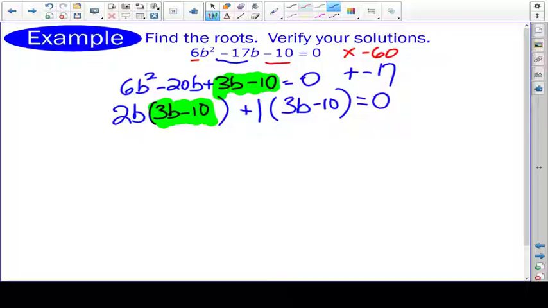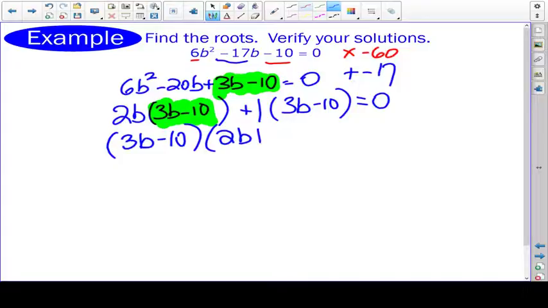So then I'm going to factor by grouping, which is take what's common to both those blobs, the 3b minus 10, and then I have 2b plus 1 left over, and there we go. There is the factoring of that quadratic equation. So now I've got 3b minus 10 and 2b plus 1 multiplied together to give me 0. So that means that we got to set them both equal to 0 and solve for b.